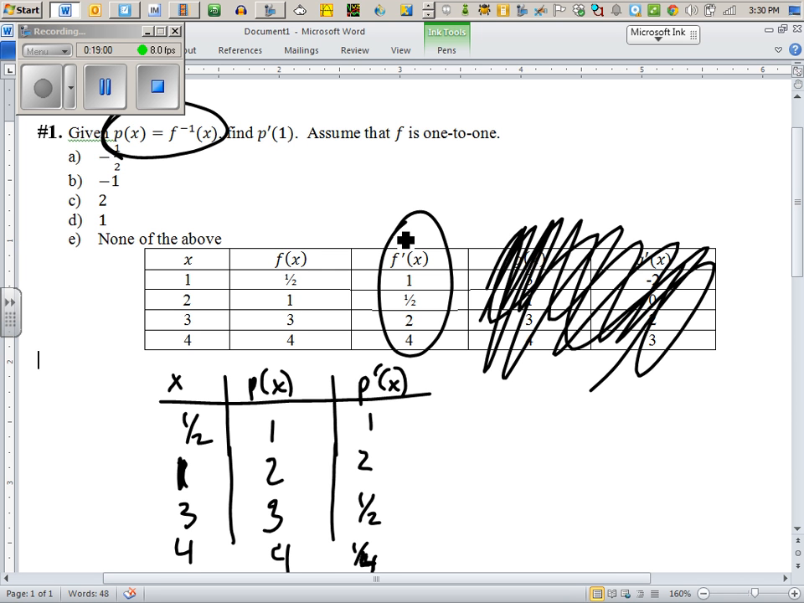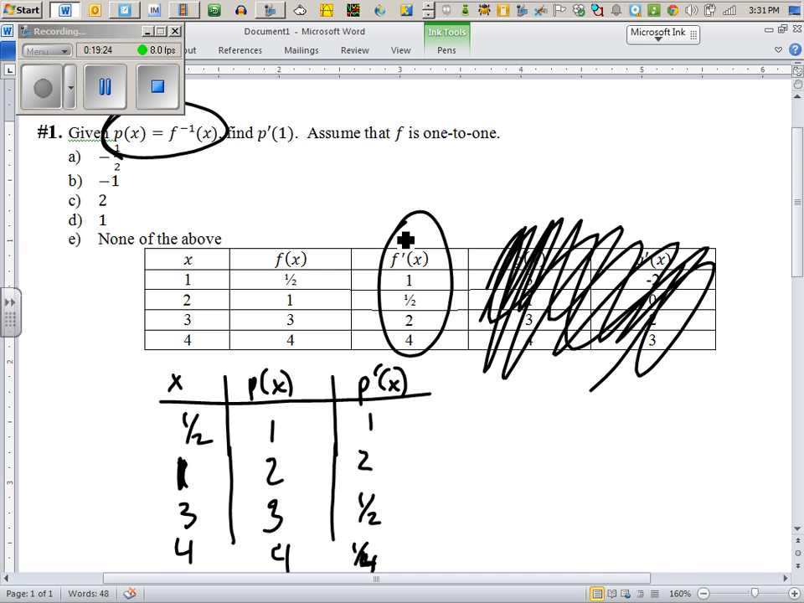Right. I could ask you now, what's p prime of 1 plus p prime of 3? That would be a really hard problem if it weren't for the table. But here, p prime of 1 plus p prime of 3 would be 2 and 8. Easy. So how did I make the table? I just switched the 2 columns and reciprocated all my slopes.